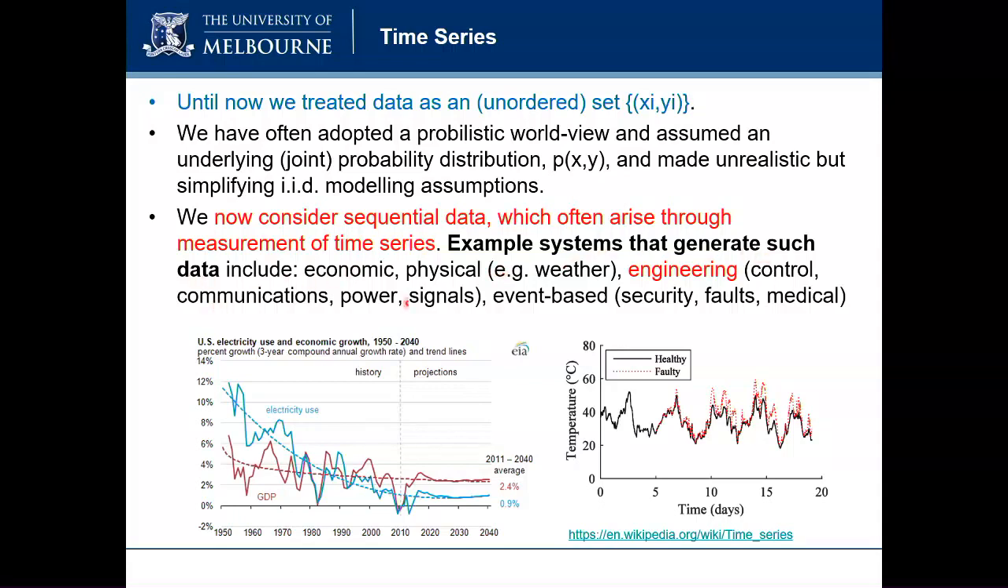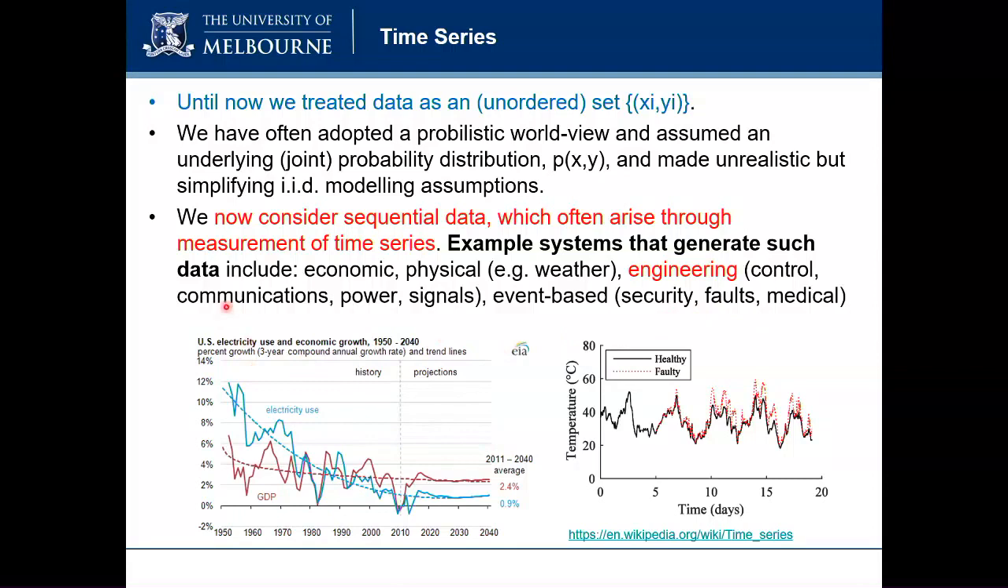A lot of systems generate this data: economic systems, physical systems like weather, and engineering systems such as control, communication, power systems, and signals. A lot of engineering systems create time-structured data. Therefore, I think time series data is very relevant to us engineers. Also, you can have event-based sequences, like faults, security events, medical events, right? Your heartbeat is a time series, but so is a sequence of illnesses or your blood test measurements and so on. So there are event-based things that may not be as regular as time, but occur from time to time.